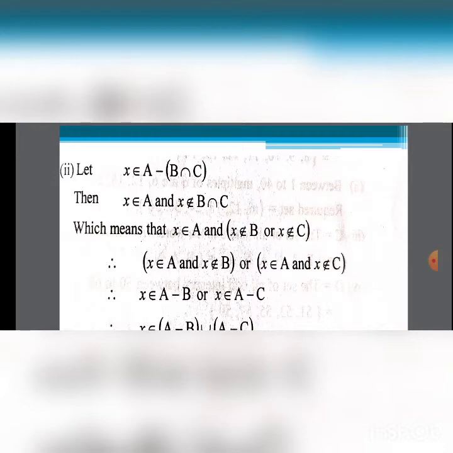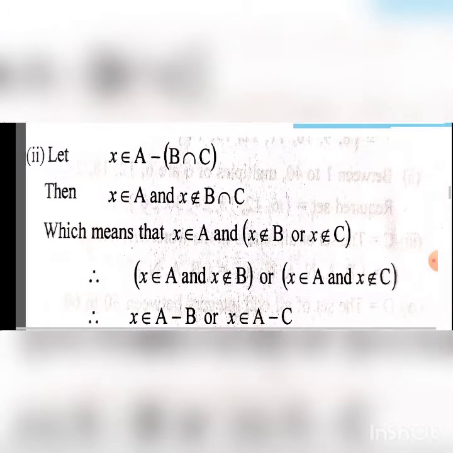Firstly, we take one element from the left hand side. So x belongs to A minus (B intersection C). So by the definition of complement, what do we get? x belongs to A and x does not belong to B intersection C. Means what? x belongs to A and x does not belong to B, or x does not belong to C.